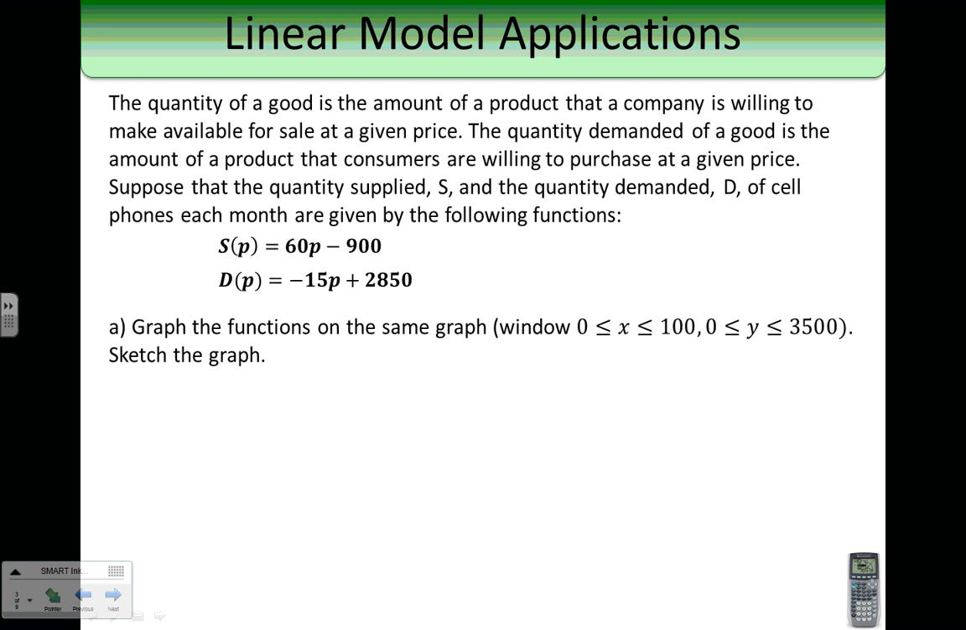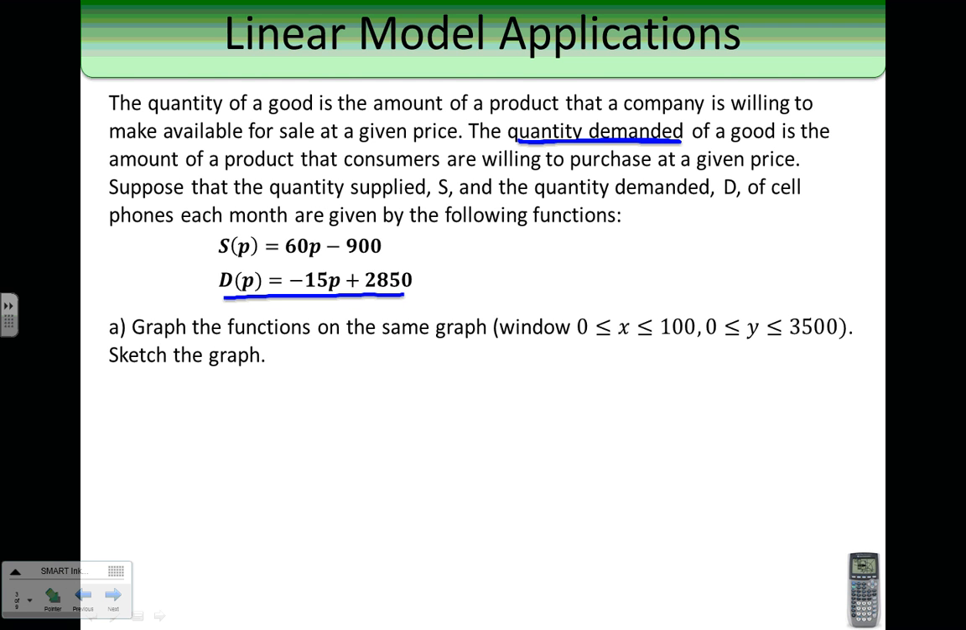So we've got a cell phone company, and they're producing cell phones. They need to keep track of how many people are buying cell phones. That's the demand. So the quantity demanded is the amount of phones that the customers are willing to purchase. So they collect data over years and years of selling cell phones to figure out what is the demand. What do people want to buy? So that is given by this function here.